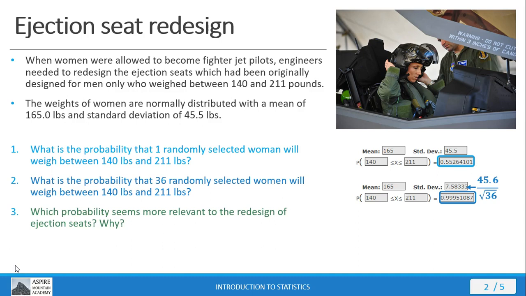Now, last question for this problem. Which probability seems more relevant to the redesign of the ejection seat and why? Is it the probability of 1 randomly selected woman or the probability of 36 randomly selected women? So what say you? Which do you think it is?